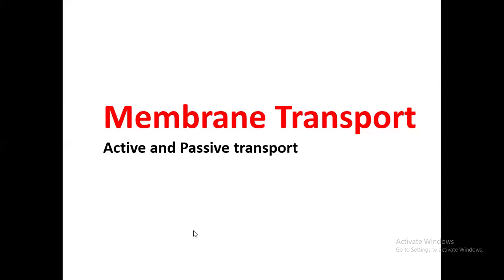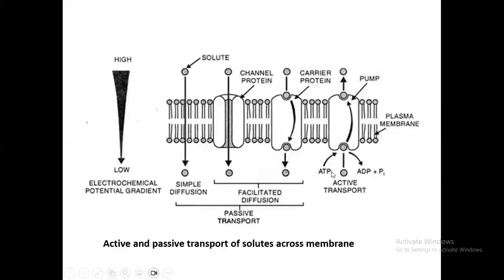Hello students, in today's class we are going to learn about membrane transport and specifically discuss active and passive transport. So here is the diagrammatic representation of different types of transport mechanisms. As you can see, active transport is the one in which there is energy input in the form of ATP. Passive transport is divided into different types such as simple diffusion and facilitated diffusion.